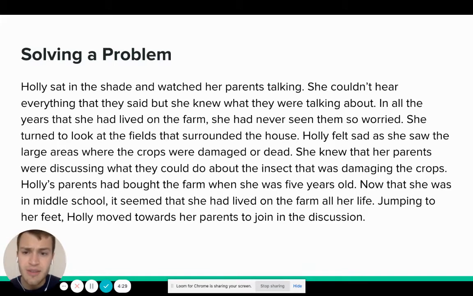The story is, Holly sat in the shade and watched her parents talking. She couldn't hear everything that they said, but she knew what they were talking about. In all the years that she lived on the farm, she had never seen them so worried. She turned to look at the fields that surrounded the house. Holly felt sad as she saw the large areas where the crops were damaged or dead. She knew that her parents were discussing what they could do about the insect that was damaging the crops. Holly's parents had bought the farm when she was 5 years old, and now that she was in middle school, it seemed like she had lived on the farm all of her life. Jumping to her feet, Holly moved towards her parents to join in the discussion.